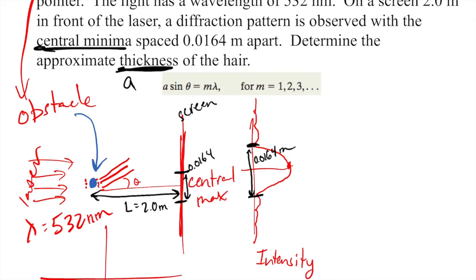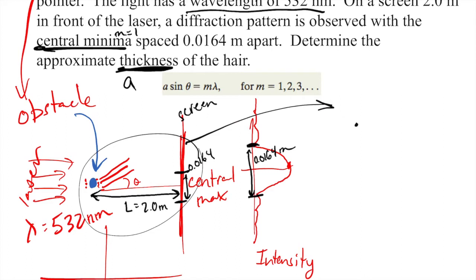The central minima is m equals 1. We're given lambda up here, and we want to find a. So what we need to know is theta. As you might be imagining, this geometry is basically giving us theta.